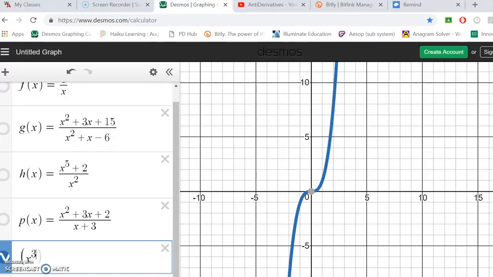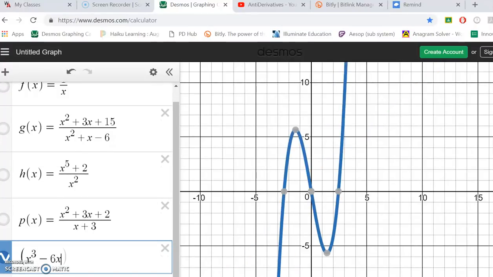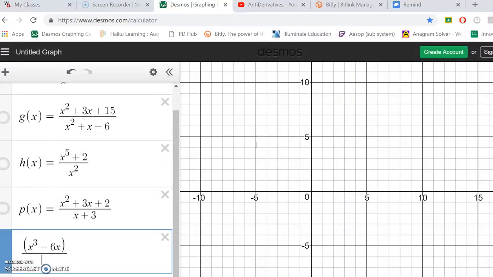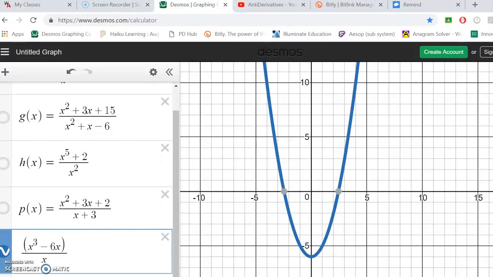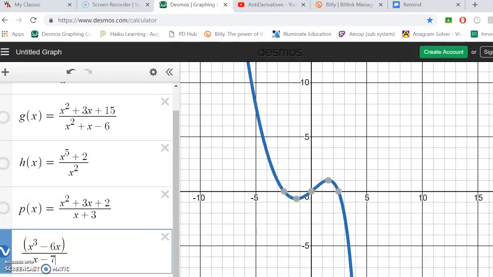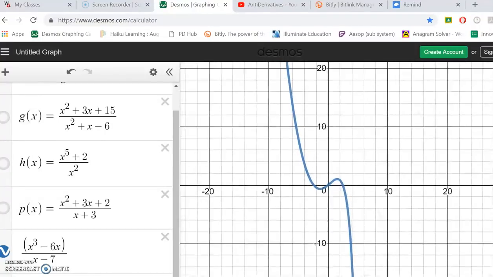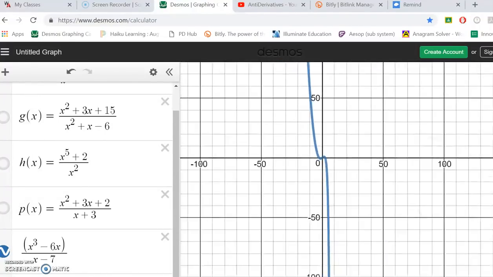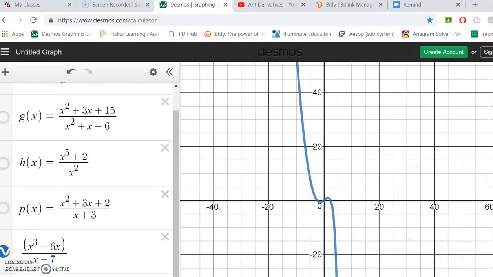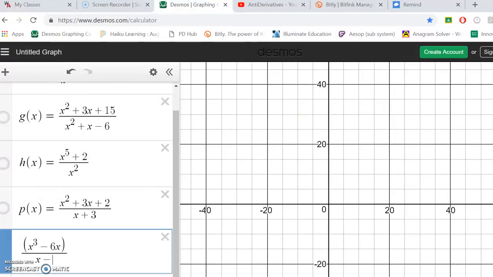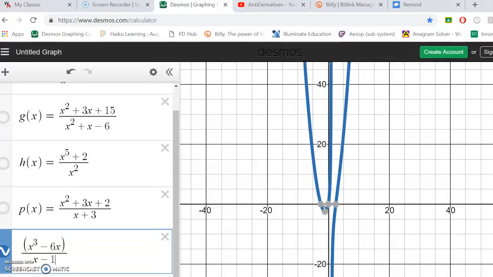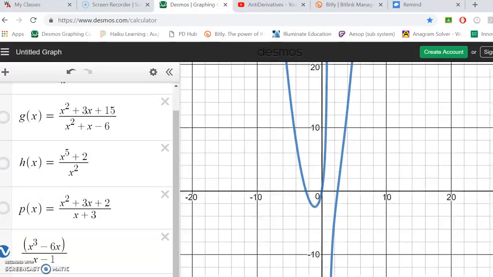x to the third minus 6x divided by x. Now that one's not very helpful because of course I made a mistake. So let's make this x minus 7. And it looks just polynomial, nothing crazy, and it probably just has a hole in it. I probably wasn't very careful. Zooming out to see if I can get something interesting. Yeah, I wasn't very careful, so let's go with x to the first. There you go. So I've got my asymptote.